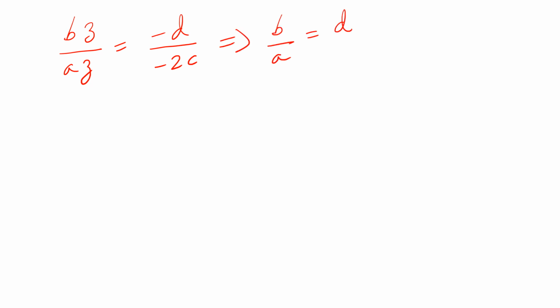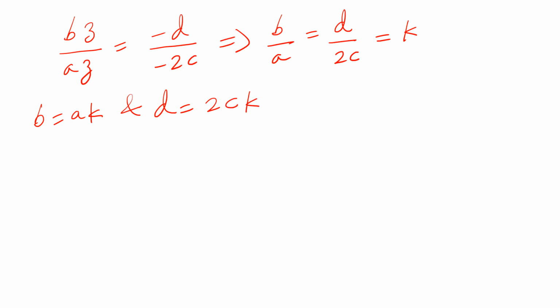Now students, since A, B, C, D, X, Y and Z, all of them are non-zero real numbers, I can divide equation 2 by equation 1. When I do this, I get BZ upon AZ equal to minus D upon minus 2C. Now from here, I can write B upon A equal to D upon 2C. I can put both of them equal to a constant K. Now from here I get B equal to AK and D equal to 2CK.